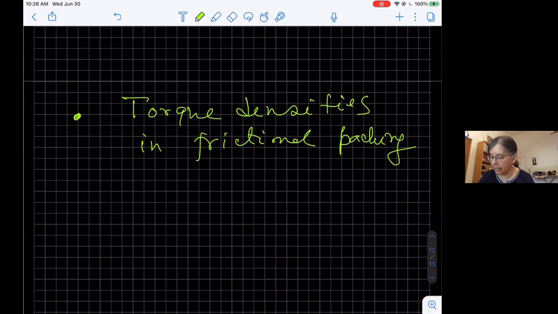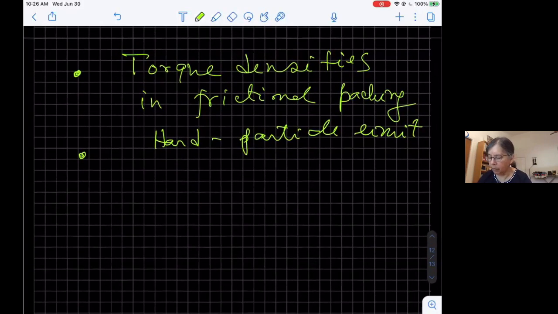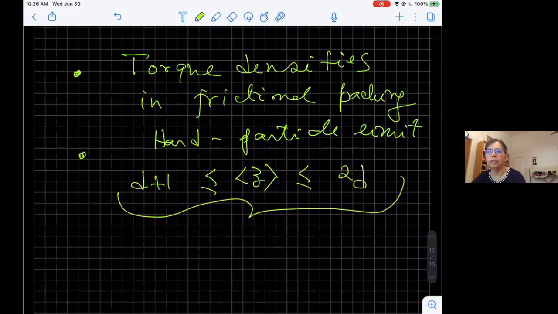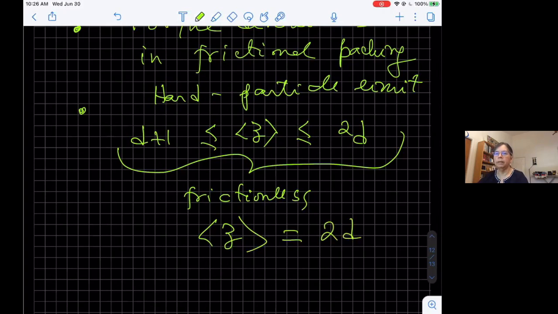So there are torque densities, and then if I go to this hard particle limit, we see something quite interesting. For frictional, Z has to be greater than or equal to D plus one and less than or equal to 2D. So there's actually a range. Whereas for frictionless, Z could only be equal to 2D. So there is room for fluctuations of Z in frictional hard sphere packings.